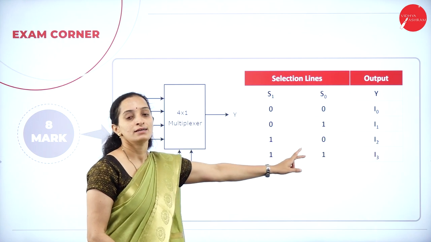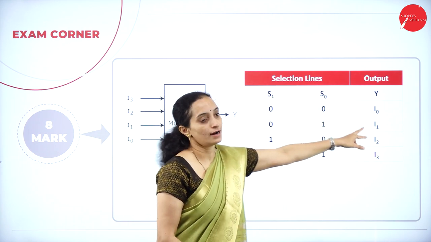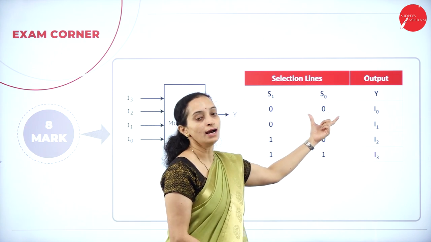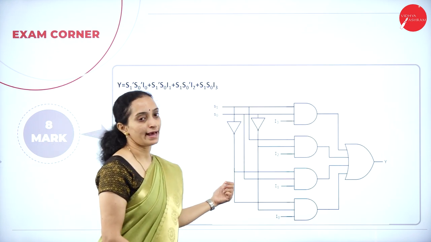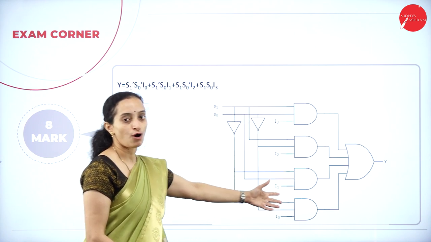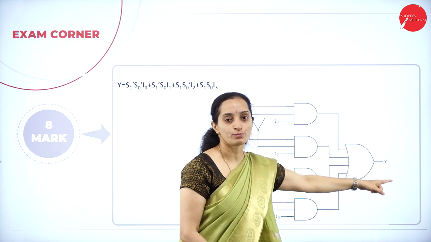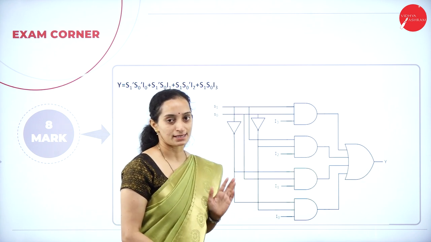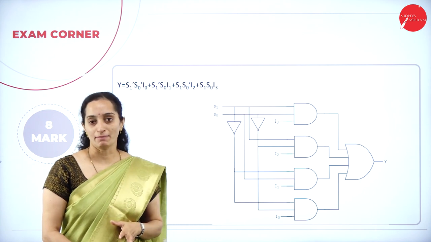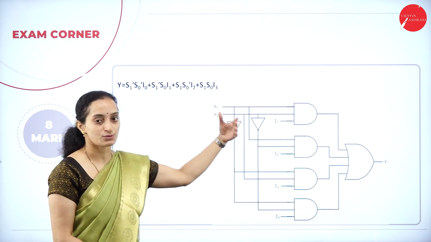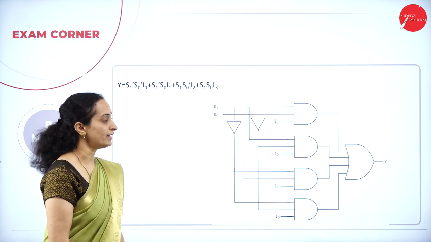Whenever the selection line values change from low to high, high to low, the input will be selected based on the combination of the selection lines S0 and S1. So this is the diagrammatic representation or logic diagram of the 4 to 1 multiplexer. 4 to 1 line is 4 inputs, 1 output. When it becomes a demultiplexer, it will be 1 to 4. The reverse of multiplex is demultiplex or demux, so a 1 to 4 demultiplexer will be there. So this is the logic diagram of the 4 to 1 multiplexer.